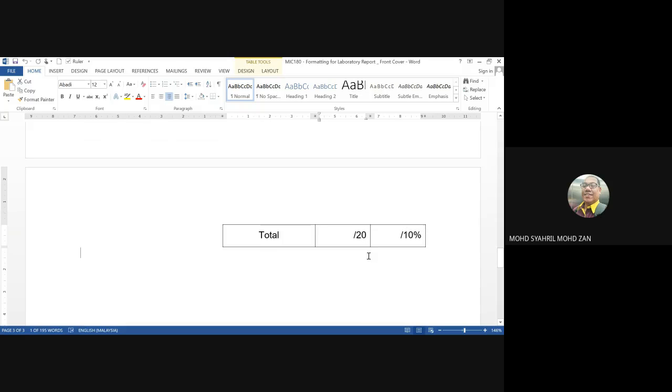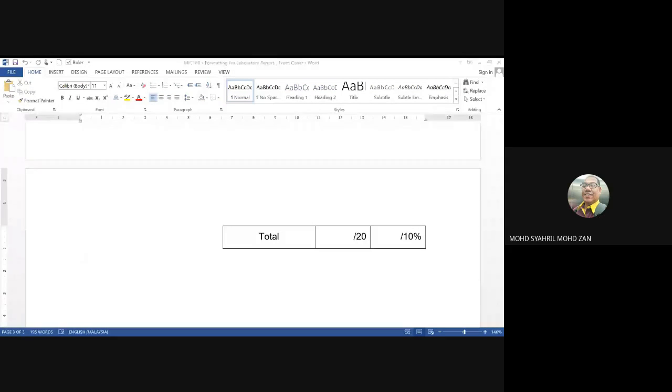Is there any question before we continue to our lab today? Ada soalan sebelum kita sambung mengenai lab hari ni? Ada soalan? Tak ada, sir.